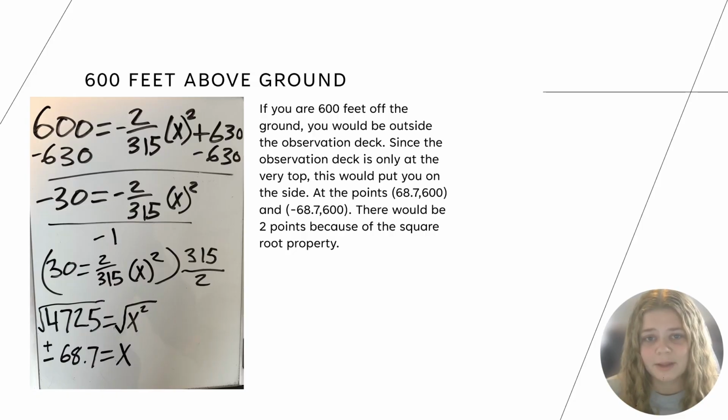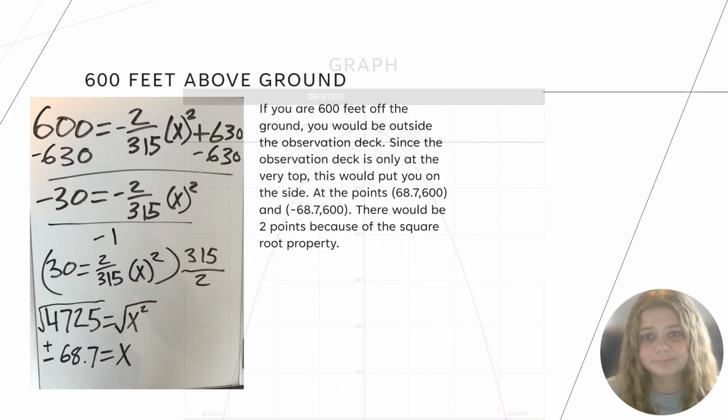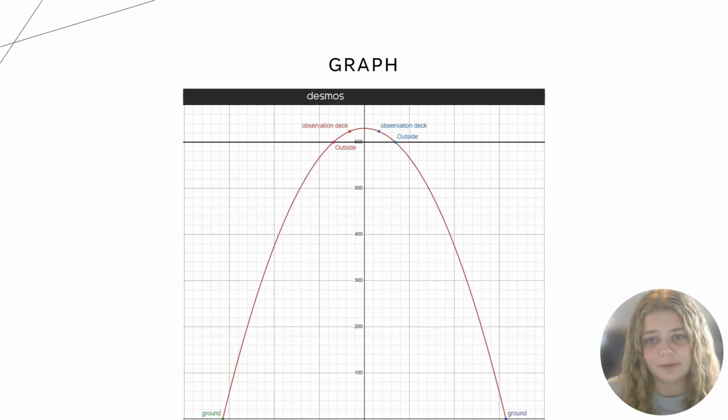From our last problem, we know that at the furthest end of the observation deck, you are 623.29 feet above the ground. So at 600 feet above the ground, you would be outside of the observation deck. We can check this by plugging in either -68.7 or positive 68.7 into the equation to make sure that it equals the 600, which it does. This would be the graph of our arch. We can see where the observation deck ends and how 600 feet above the ground would be outside of the observation deck.